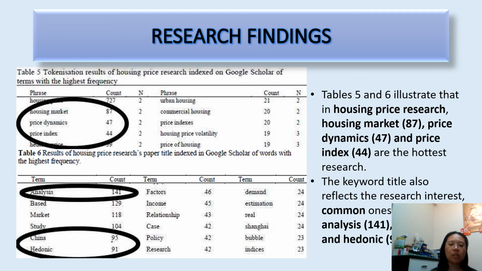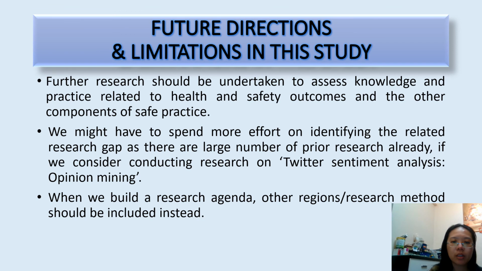So you do not need to consider going into detail there. For the research findings, tables 5 and 6 show the results. We have housing market, price dynamics, and price index, and the housing price research paper titles indexed in Google Scholar, with the words of highest frequency, for example analysis, based, market, study, China, hedonic. When we talk about housing prices, the most frequently done type of research is the hedonic housing price model, and in China. We can go into detail about these 95 papers if we do research on housing prices in China.